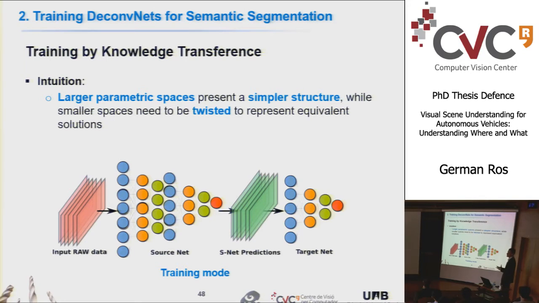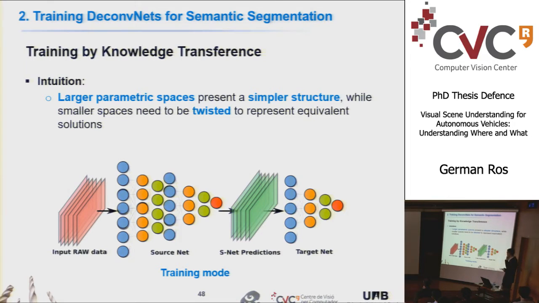And in a twisted space, just using an unconstrained optimization method is quite hard to reach a proper solution, a good solution. And you get stuck in a worse local minimum. So in this case, as long as you don't overfit, the larger your space is, the simpler it's going to be to optimize it, as long as your gradient is flowing well and you are not overfitting.